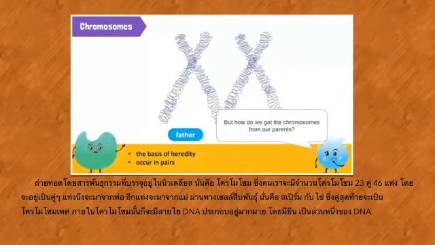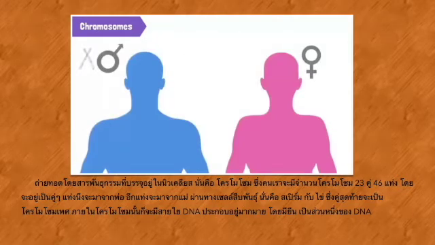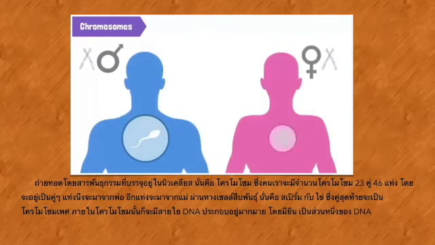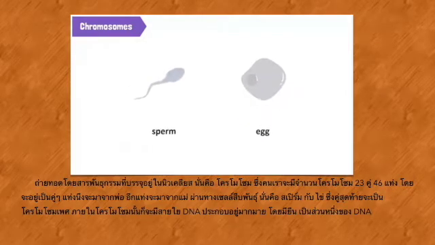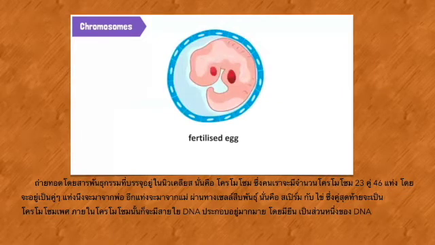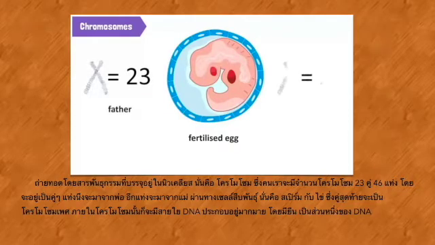But how do we get the chromosomes from our parents? Chromosomes that come from the father are in the sperm, and chromosomes that come from the mother are in the egg. During fertilization, the sperm and the egg fuse together. A new individual grows from this fertilized egg with 23 chromosomes from the father and 23 from the mother.